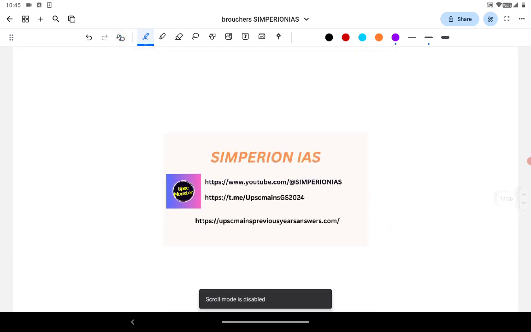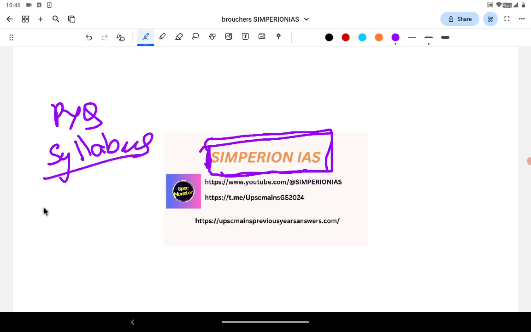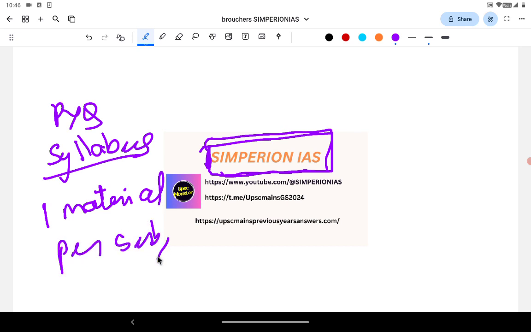See, we at Simperion IAS guide aspirants with respect to the PYQs. According to us, there are only two important things. One is PYQs, the other is the syllabus, and one material or one book per subject. This is the basic of UPSC preparation. You don't have to complicate it. You don't have to go through the bulky materials of all coaching institutes. Select one whichever suits you.